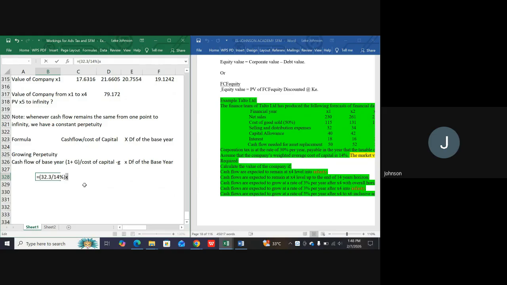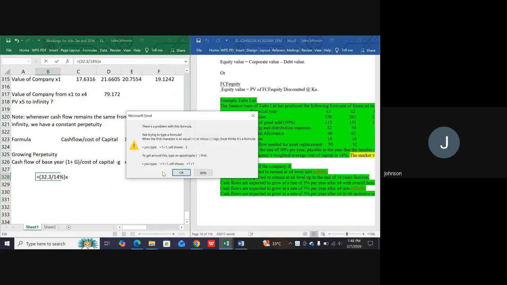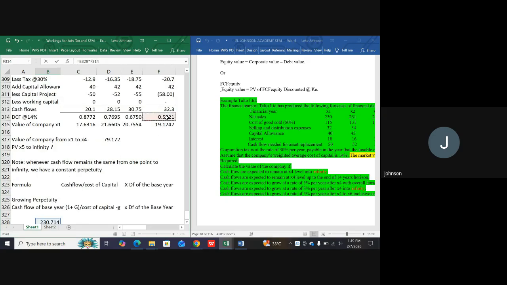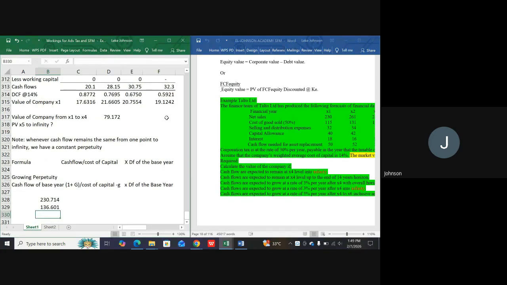So let's get this one first. Let me delete this one first. Then to move on, we say equal to this, times the discount factor of the base year. We click on it. So that's how we're able to get this answer.